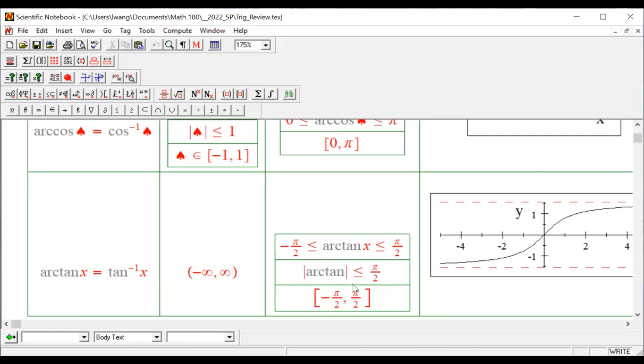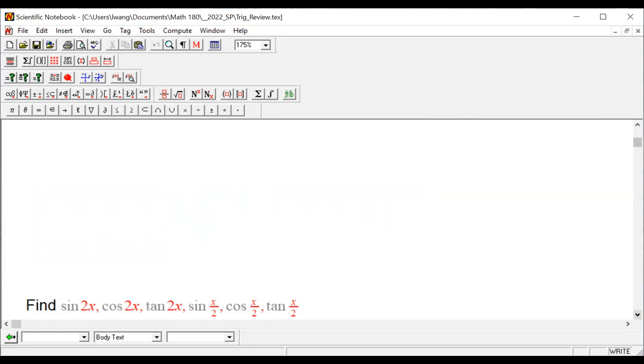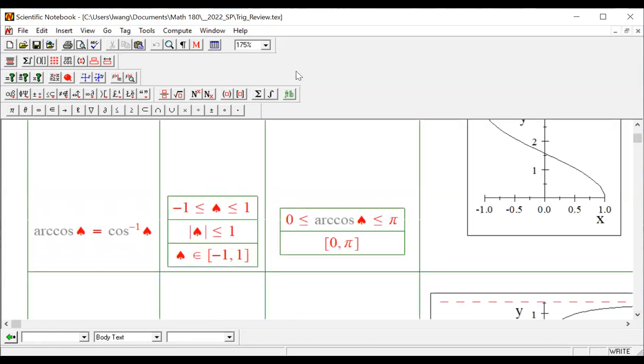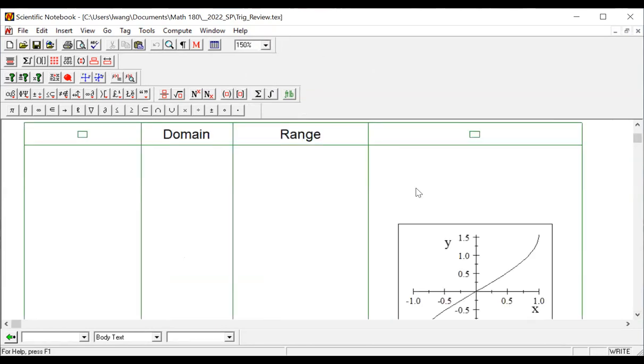Arctan x is less than pi over 2, and does not include equal, because negative pi over 2 or positive pi over 2 is not in the domain of tangent. Okay, so these are the three cases. Let me see if I can show you a proper picture.